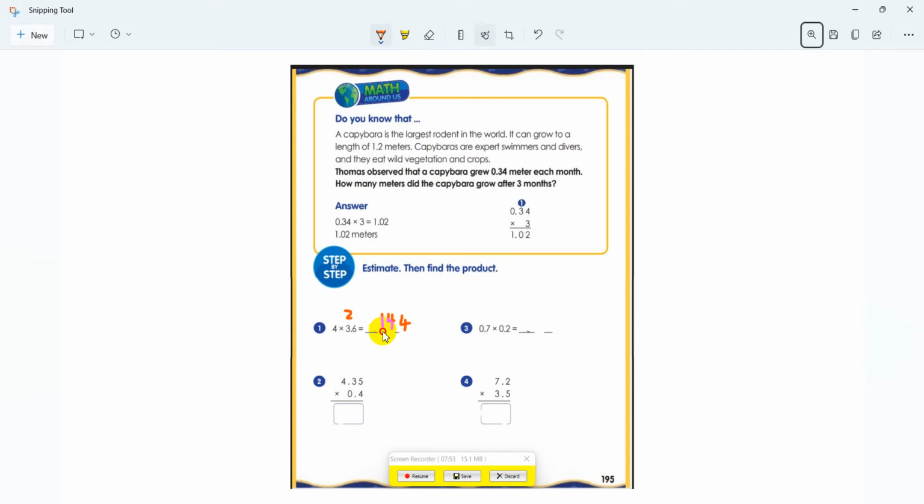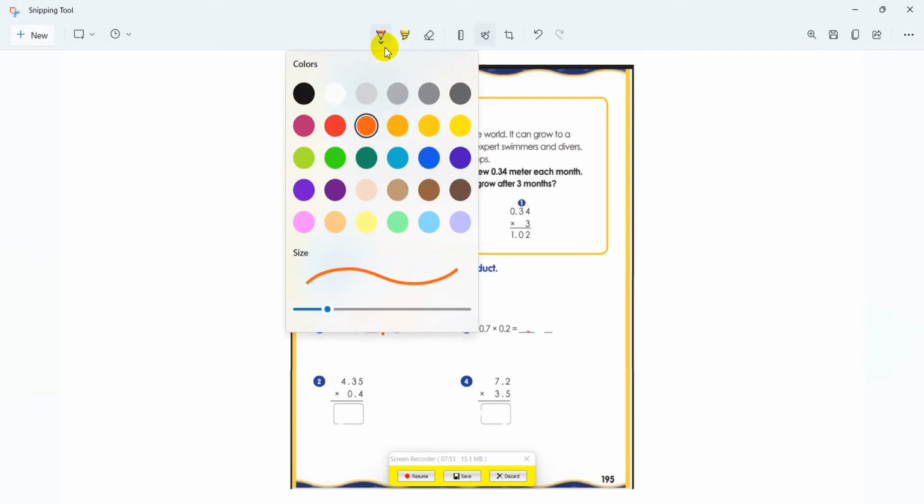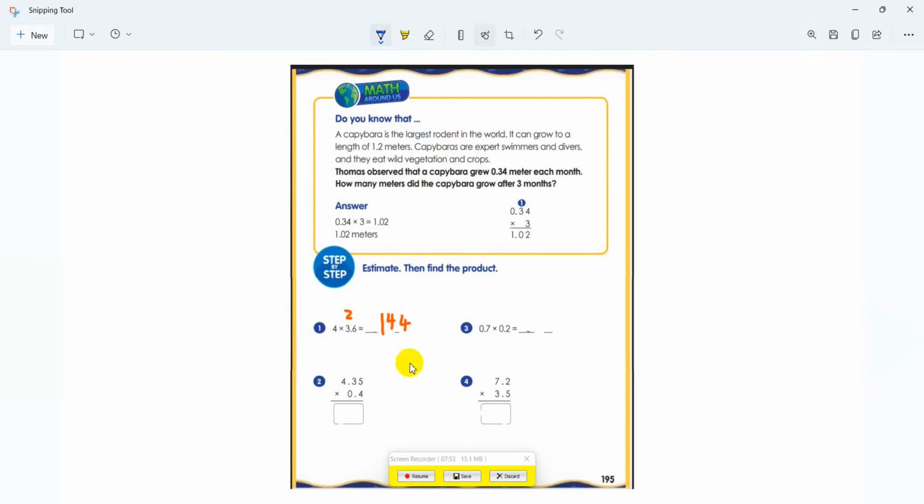So we have 144. But now we need to put the decimal point. I think we learned it before from multiplying whole numbers by decimals. We put the decimal point according to the decimal numbers. Here the decimal number has only one digit after the decimal point, so the answer has one digit after the decimal point also. Because there are no decimals here, no decimal place, there is only one place. So we put the decimal point after one digit here.